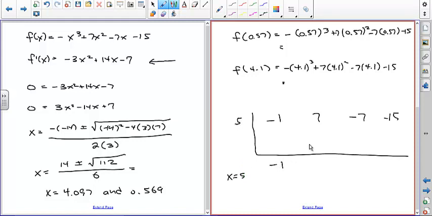5 times -1 is -5. Add these two together, you get 2. 5 times 2 is 10. I think I'm going to get the answer. Maybe, yep. Okay, so it turns out this is one of the solutions. So you add these two together, multiply that, and you get 0.